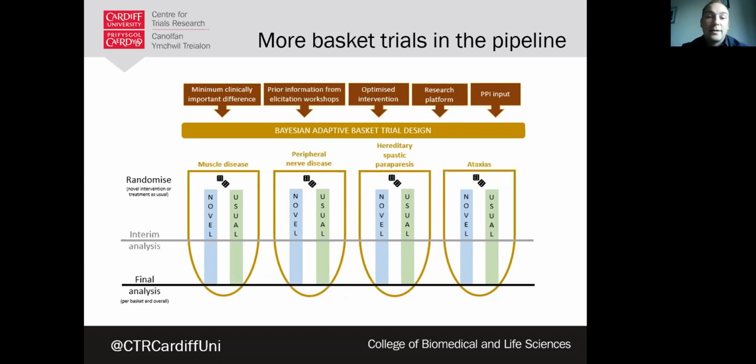So again, we have these different types of diseases, and they will all be included in the same trial. And within each group of diseases, we will have a randomized 2-arm trial, and then we can again prune baskets for which there is no sufficient promise. And at the end of the day, we can analyze each basket individually and together in a pooled way.